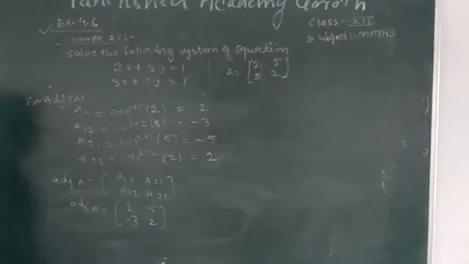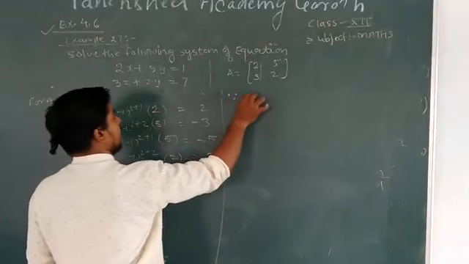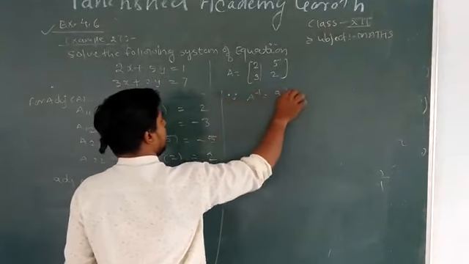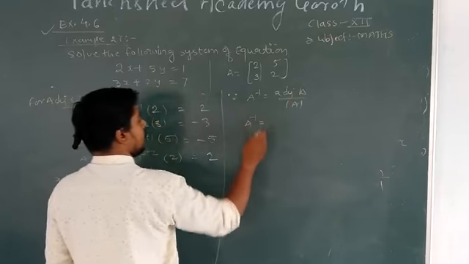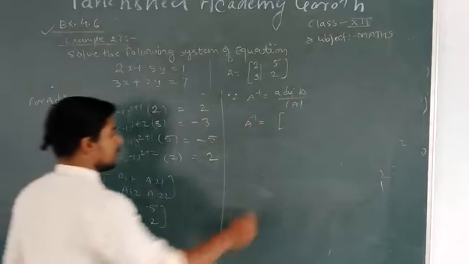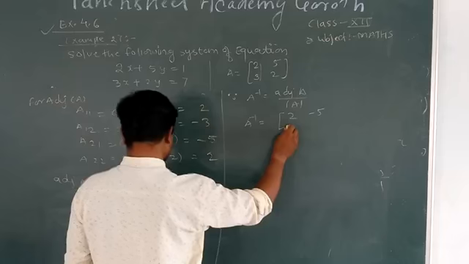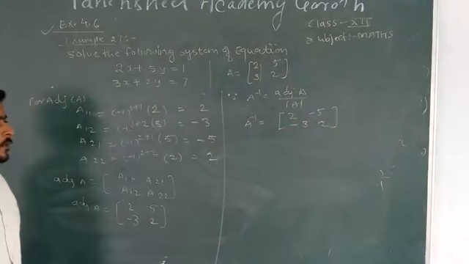This is adjoint A. अब हमें निकालना है A inverse. Since as we know that A inverse is equal to adjoint A और अपॉन में होता है mod A. A inverse is equal to what is adjoint A? Adjoint A is 2 minus 5 matrix, 2 minus 5 and minus 3 and it is A inverse.